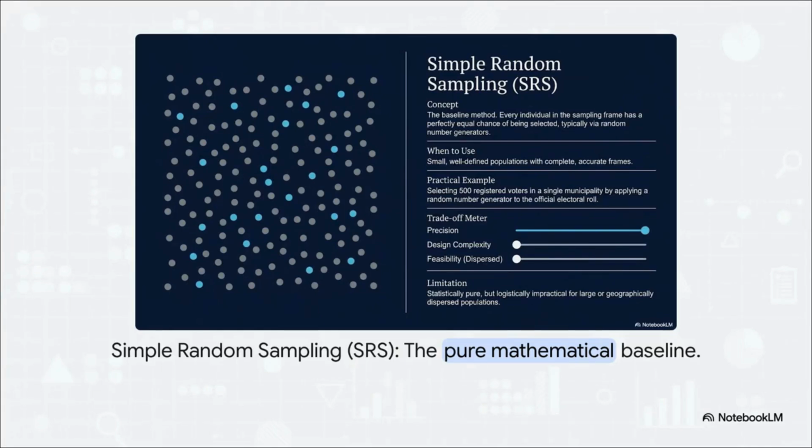Once you have a frame, how do you actually choose the right people from it? Well, the undisputed gold standard here is simple random sampling, or SRS. This is our pure, beautiful mathematical baseline. Every single individual in the frame has a perfectly equal, non-zero chance of being selected, usually by just using a random number generator. It is statistically unbiased, which is great, but here is the massive trade-off. Unless you have an unlimited budget to randomly fly researchers across an entire country to survey scattered individuals, it is an absolute logistical nightmare for large, geographically dispersed populations.